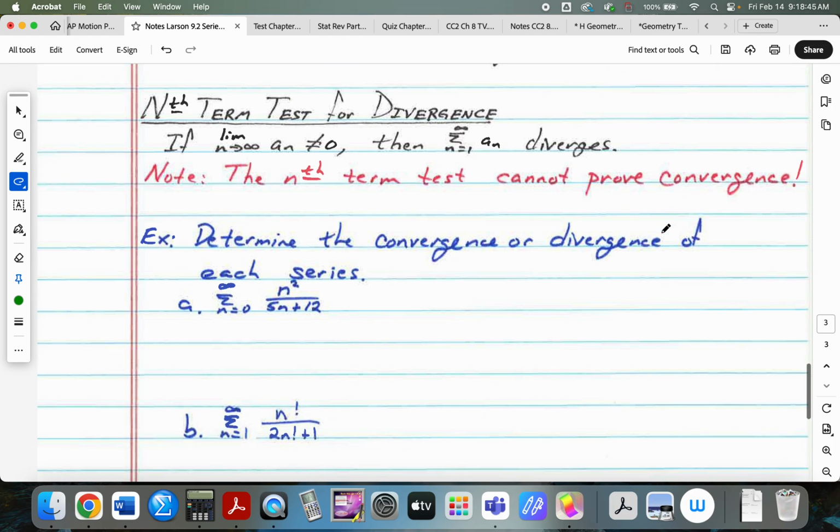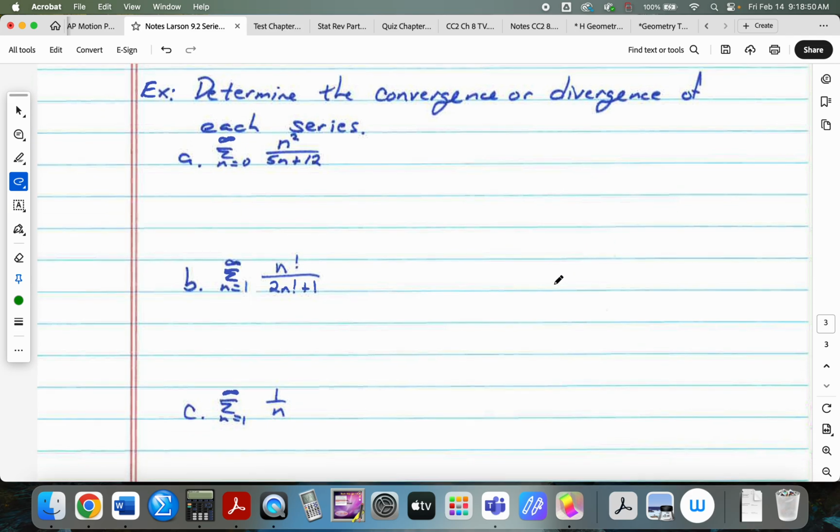So let's take a look at a couple of these. Determine the convergence or divergence of each series. If it's not a geometric series at this point, the first thing I always do is check the nth term test. So I just go, okay, what's the limit as n goes to infinity of n squared over 5n plus 12? Well, that's infinite, and that's not 0. Therefore, the series diverges by, and I like to quote the name of the test, by the nth term test for divergence. If you just say the nth term test, it's sufficient. I like to add the for divergence to remind me it cannot be used to prove that anything converges.